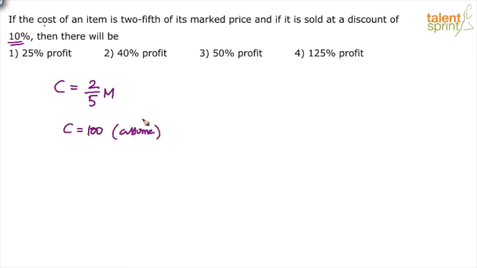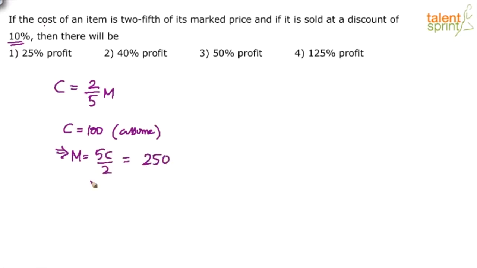Whatever answer you get according to this can be taken as a correct answer because percentage would not change, right? Even if the cost price is, let's say, not 100 but something else, overall profit percentage would remain the same if the same conditions are being followed. So if we assume cost price is 100, what will be the mark price? Mark price from here will be 5 by 2C, or 5C by 2, which comes out to be 5 into 100 by 2, 250 rupees.